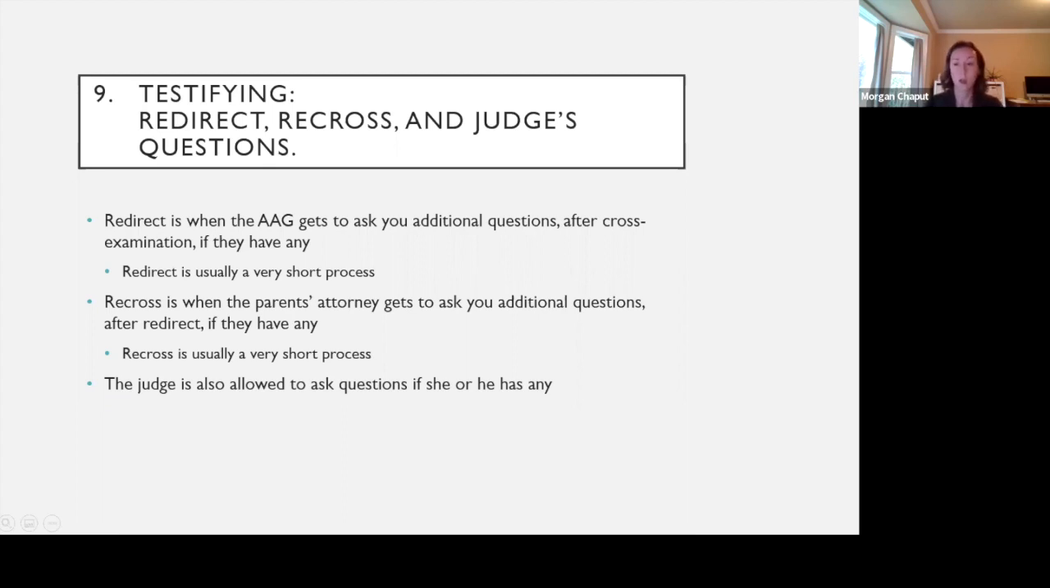And then sometimes the judge will say, okay, does that raise any other questions for the attorneys? And then the attorneys can ask questions again if anything else comes up. But generally speaking, if the judge has questions for you, they're probably the last one that's going to ask you any questions.